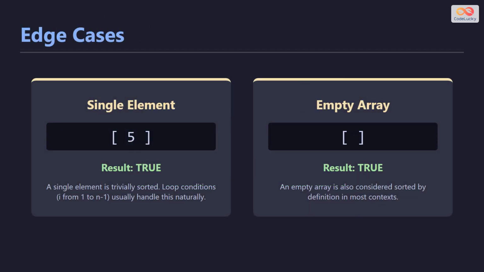Always consider edge cases. If the array has only one element, it is trivially sorted. Similarly, an empty array is usually considered sorted. Our logic handles these cases naturally because the loop condition prevents us from entering the loop if the size is less than 2.